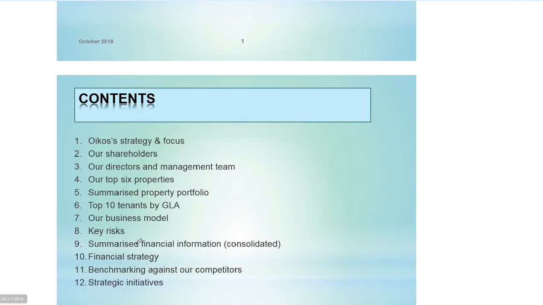And when we're looking at all that we have here, we are provided Oikos strategy and focus. We are provided their shareholders, our directors and management team, our top 6 properties, summarized property portfolio, top 10 tenants by GLA, our business model, the key risk, summarized financial statements, the consolidation, the financial strategy, benchmarking against our competitors, as well as strategic objective initiatives. So we'll go through all those 12 documents and read and understand the important information that we can gather from the documents that we are provided.